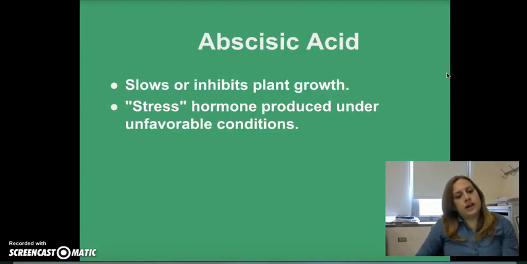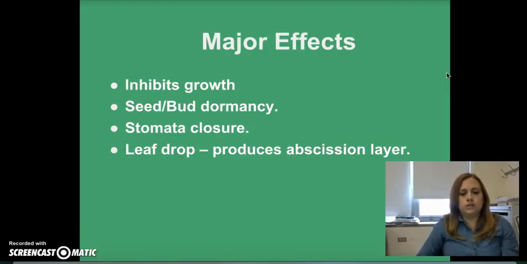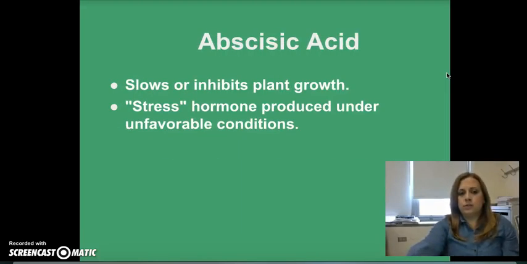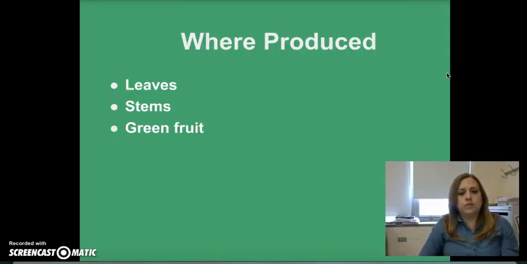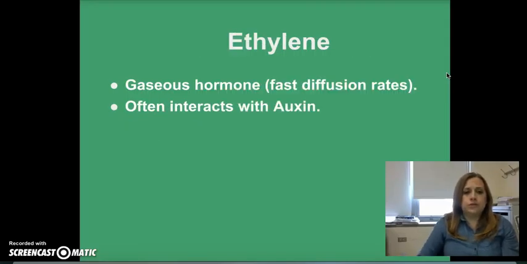Then we have abscisic acid. This is going to slow or inhibit plant growth. This is a stress hormone that's going to be produced by the plants in unfavorable conditions. And so if conditions aren't favorable, it's going to slow down the plant growth until conditions improve. So again, inhibits growth, allows for seed and bud dormancy. It closes stomata, and also leaf drop as well. And so this is going to be produced in leaves, in stems, and in green fruit.